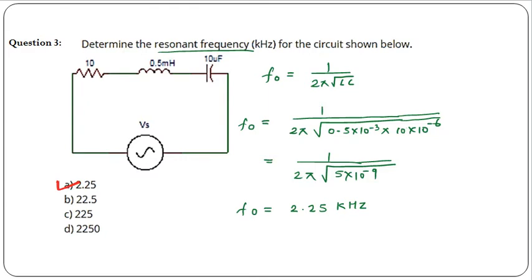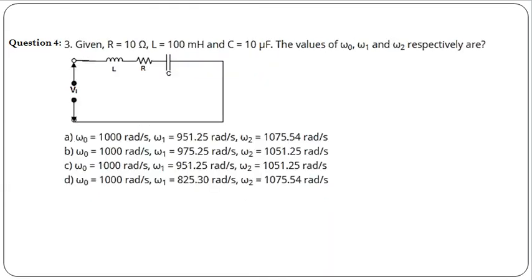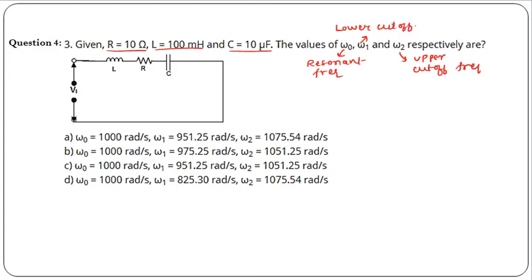Now let us see the next question. Given R is equal to 10 ohm, L is equal to 100 millihenry, and C value is 10 microfarad, the values of omega naught, omega 1 and omega 2 respectively are. Here omega naught is the resonating frequency or resonant frequency. Omega 2 is the upper cutoff frequency, and omega 1 is the lower cutoff frequency. We have to find out the value of omega naught, omega 1 and omega 2.